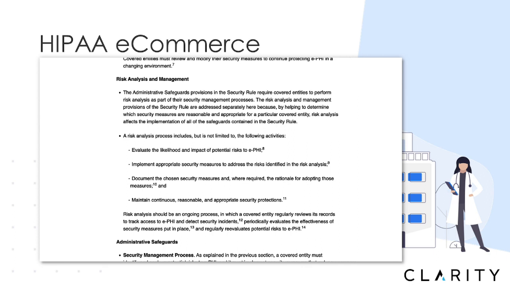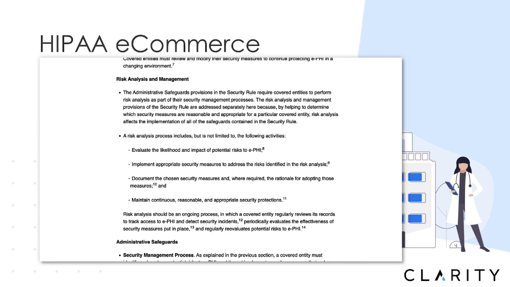So you want to evaluate the likelihood and impact, and then implement measures to address those risks that you identify. Document the chosen security measures, and then maintain continuous and reasonably appropriate security protections. Okay, so they're basically saying, assess the risk, come up with a plan, implement it, document that plan, and then keep doing that. That's the summary.